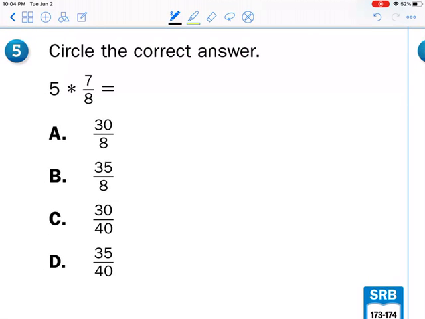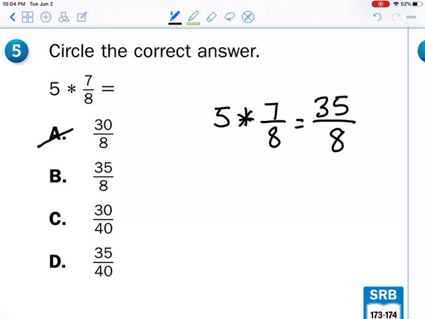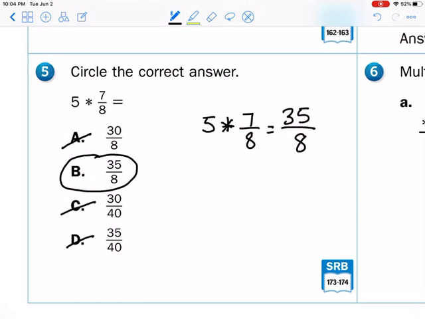Okay, circle the correct answer. So first let's do the problem. So 5 times 7 eighths. I know that 5 times 7 is 35 eighths. So I already know it can't be A. It can be B. And we have to think of something that is equivalent, just in case. That's not equivalent and that's not equivalent. So your answer is B.